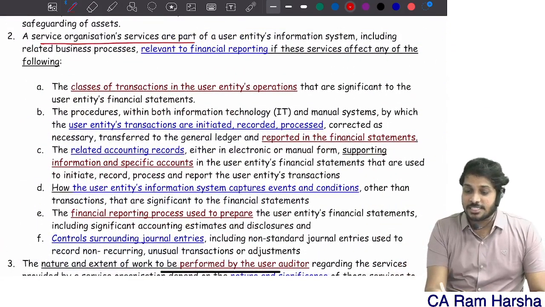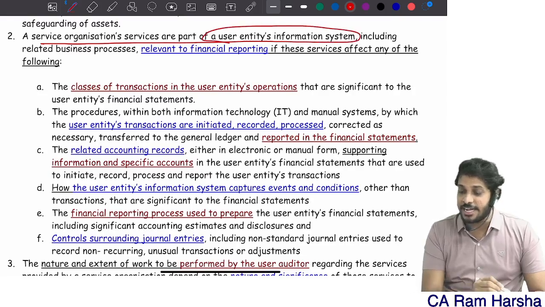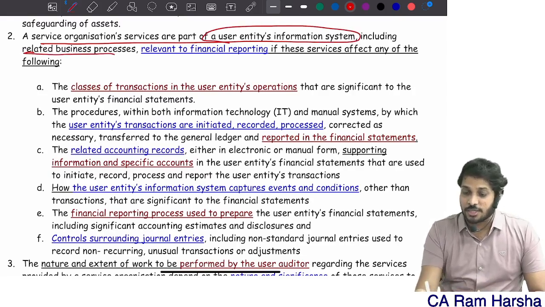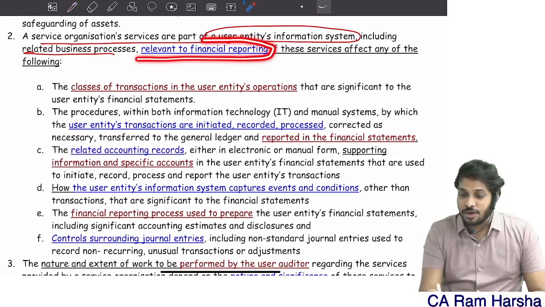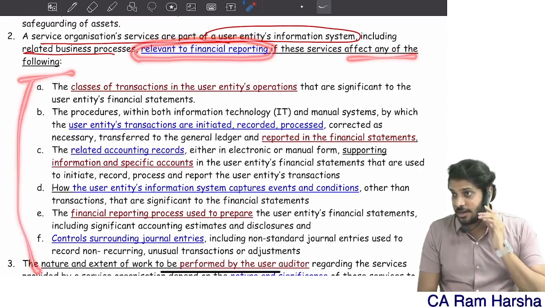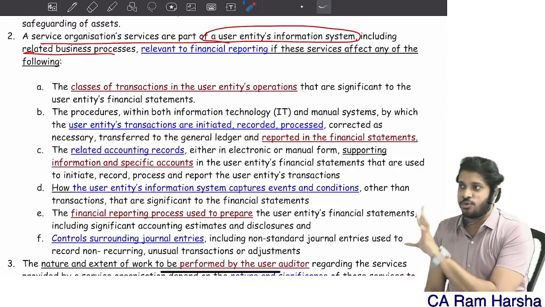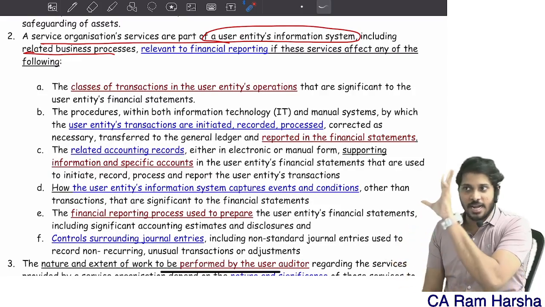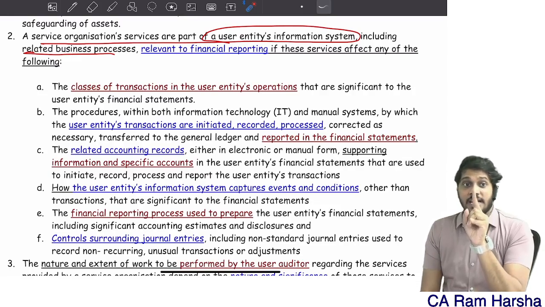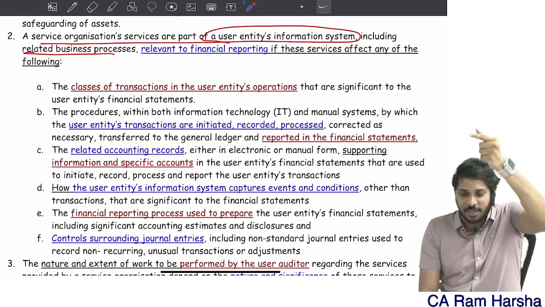If service organization services are part of the user entity's information system, including processes, and are relevant to financial reporting, that is, the services provided by the service organization affect the user entity's information system, related controls, and the financial reporting process, including the following.